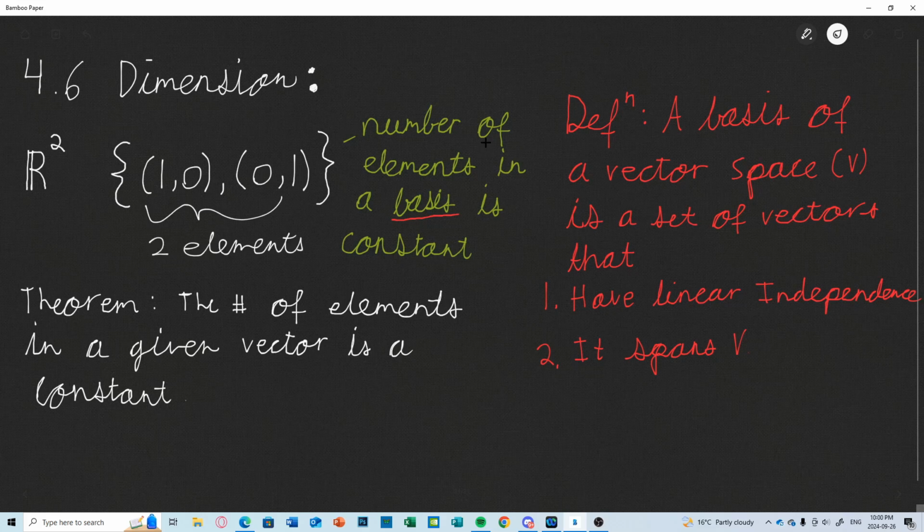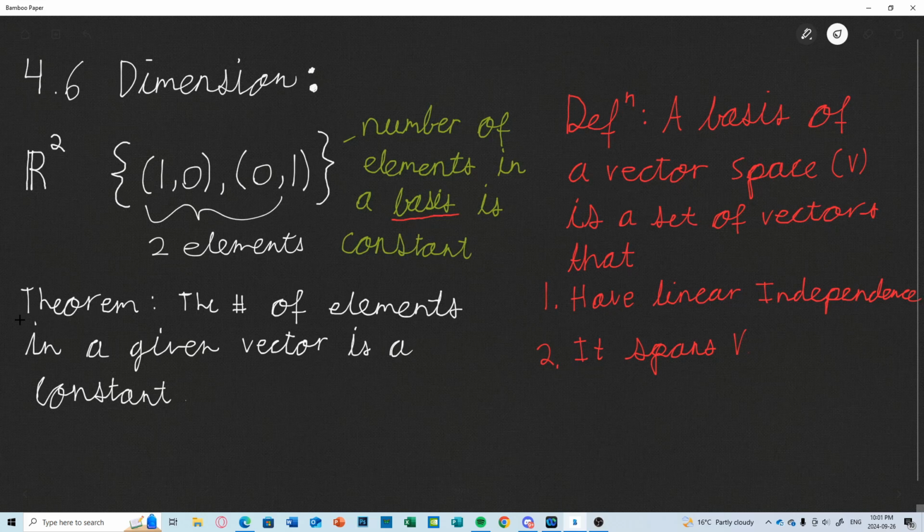A basis of a vector space is a set of vectors that have two things. They'll have linear independence, which means that they don't depend on each other and they're not scalar multiples of each other, and also that it spans the vector space, it spans V.